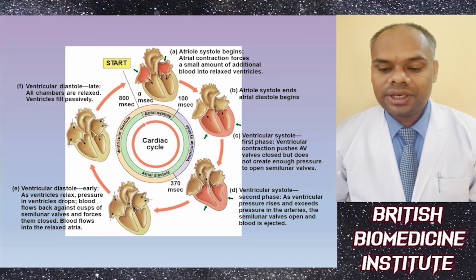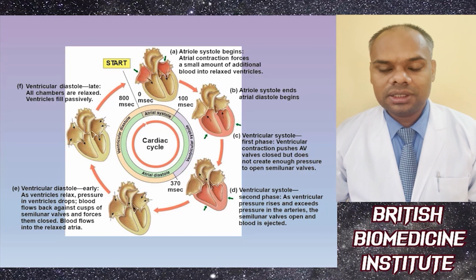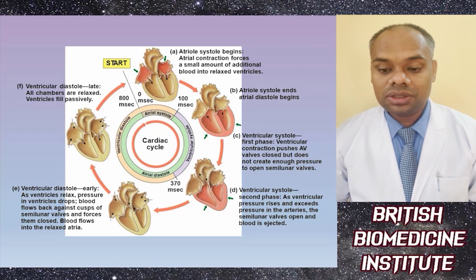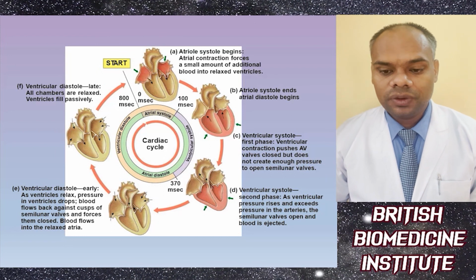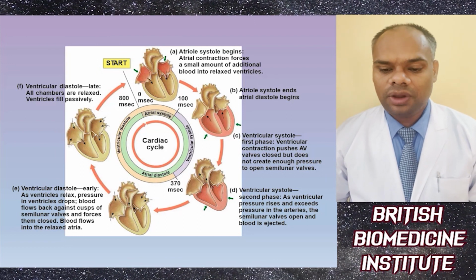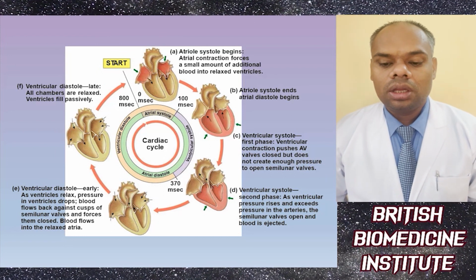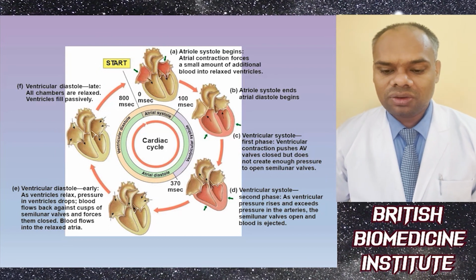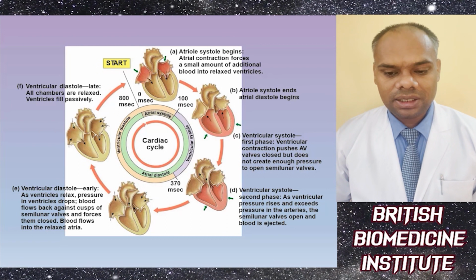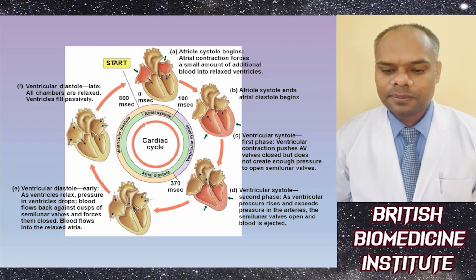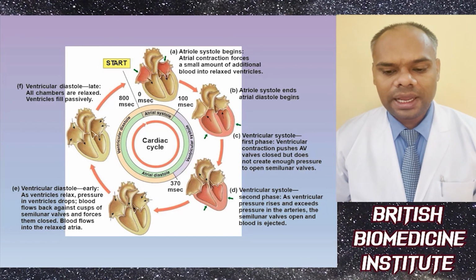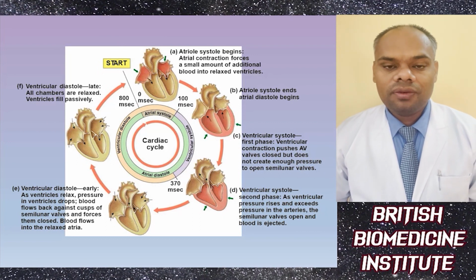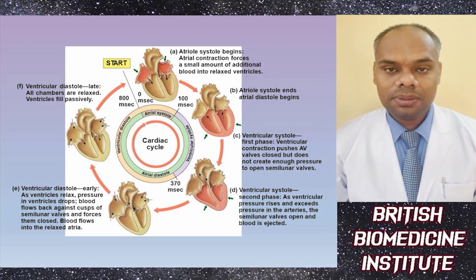After that, ventricular systole, first phase. Ventricular contraction pushes the AV valves closed but does not create enough pressure to open the semilunar valves. In ventricular systole, second phase, as ventricular pressure rises and exceeds the pressure in the arteries, the semilunar valves open and blood is ejected. Then comes ventricular diastole, an early process.